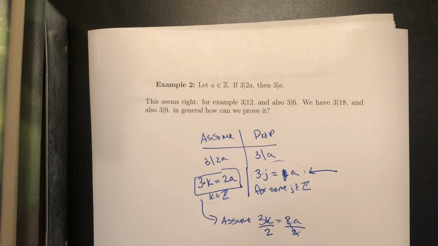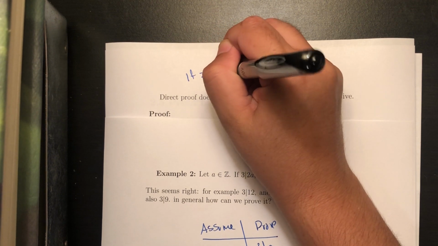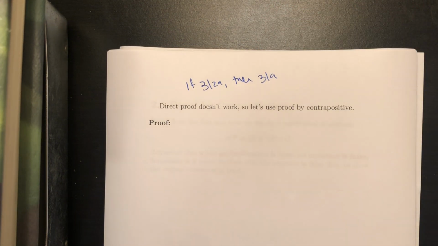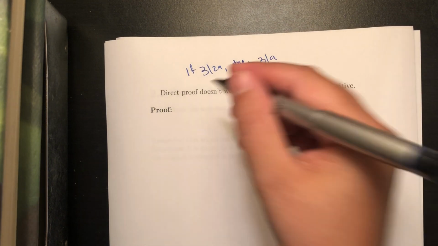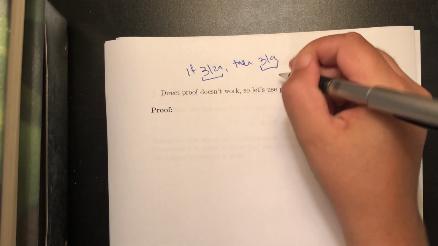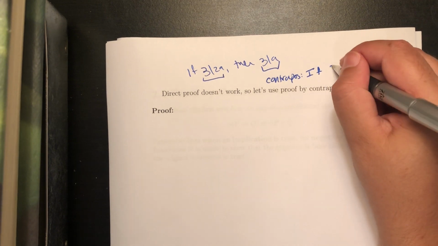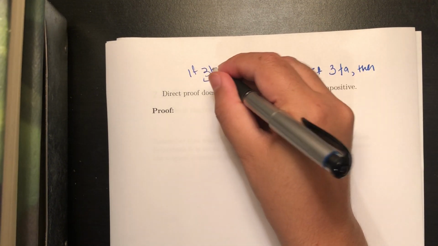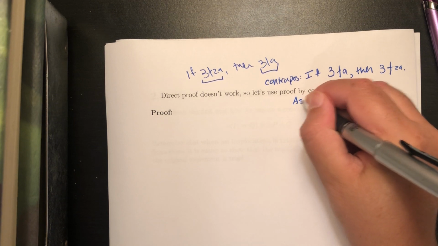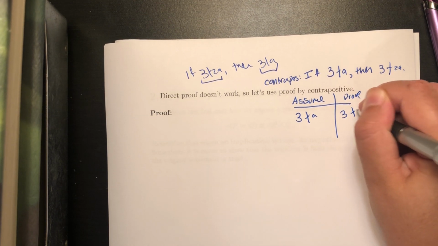Alright, so this is where it would make sense to try to use cases instead. So I'm just going to repeat here. If 3 divides 2a, then 3 divides a. This is what we're trying to prove. So let's try to use proof by contrapositive, since that's usually our next step if direct proof doesn't work. So the contrapositive would say, all right, this is our hypothesis, this is our conclusion. So the contrapositive says, if 3 does not divide a, then 3 does not divide 2a. So in this case, we would be assuming 3 does not divide a, and we would be proving 3 does not divide 2a.